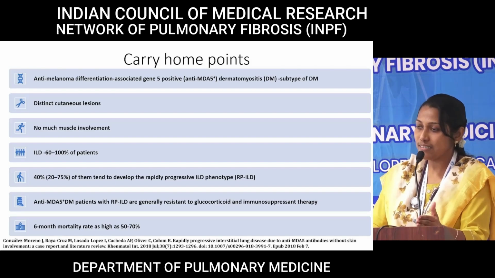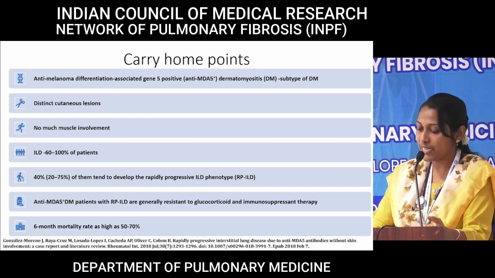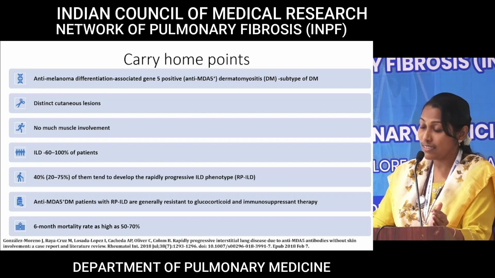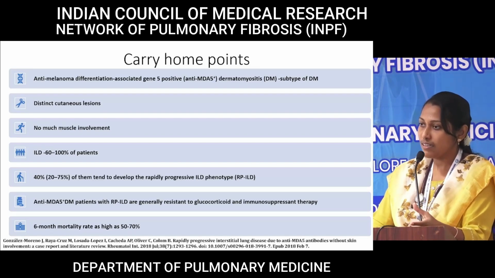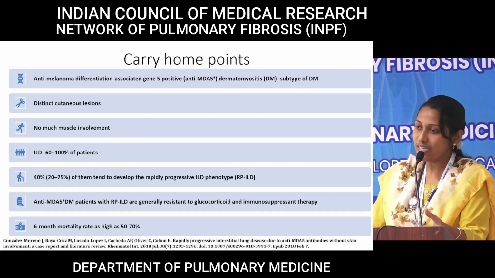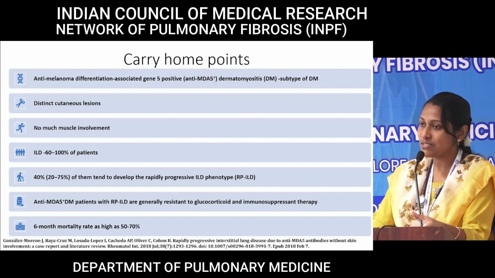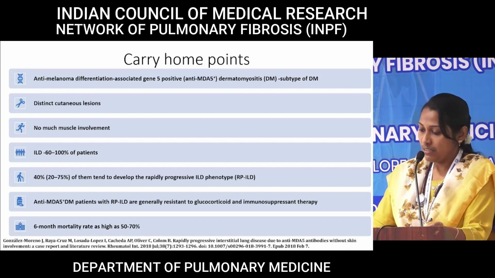However, in Western and Japanese data, it is higher, and 40% of them have a propensity to develop RPILD. Anti-MDA5 patients with RPILD are generally resistant to steroids, so they may need upfront dual or triple immunosuppressive therapy. Overall, the mortality is also higher in anti-MDA5 associated ILD when compared to the other CTD-ILD. Thank you.